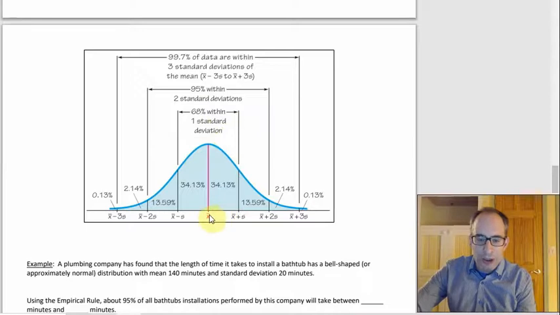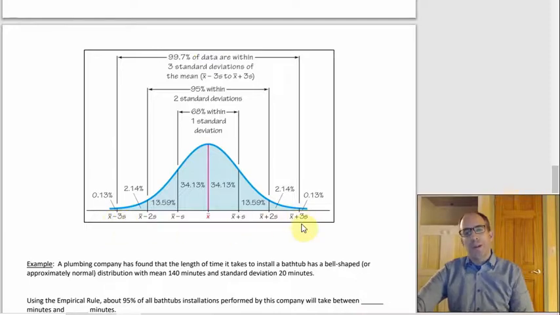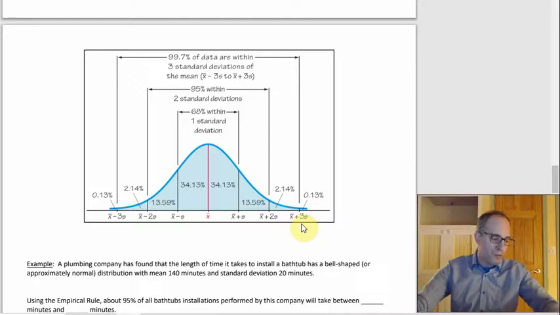And then if you go 2 standard deviations away, so x minus 2 times the standard deviation up to x plus 2 times the standard deviation, you get about 95% between those 2 numbers. And then about 99.7% within 3. So if you look at those cutoffs, that's 3 standard deviations below the mean. That's what x bar minus 3s is. And then up here, x bar plus 3s is 3 standard deviations above the mean.